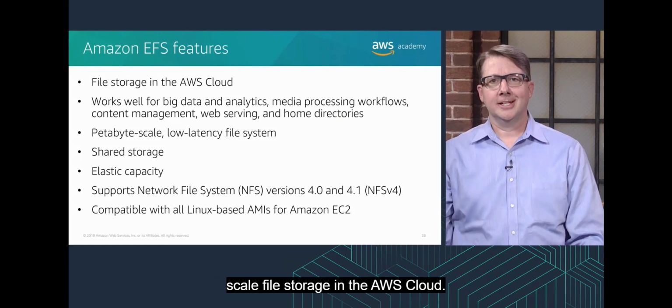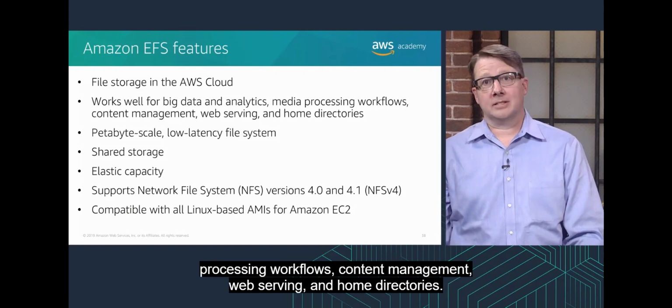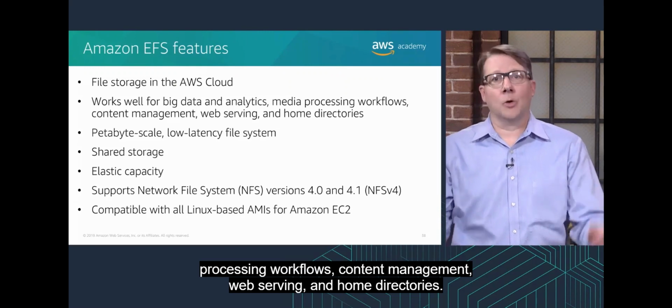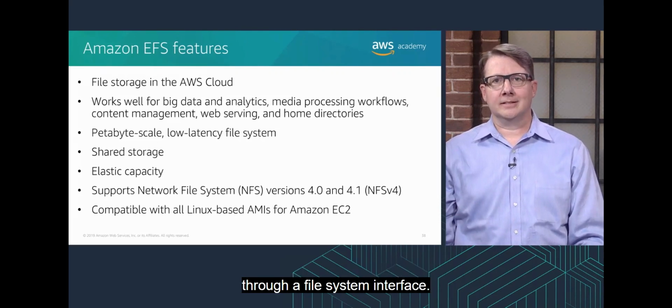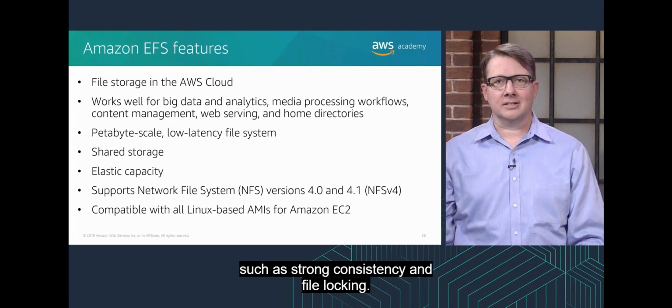AWS cloud. You can use Amazon EFS to build a file system for big data and analytics, media processing workflows, content management, web serving, and home directories. You can create file systems that are accessible to Amazon EC2 instances through a file system interface. These file systems support full file system access semantics, such as strong consistency and file locking.